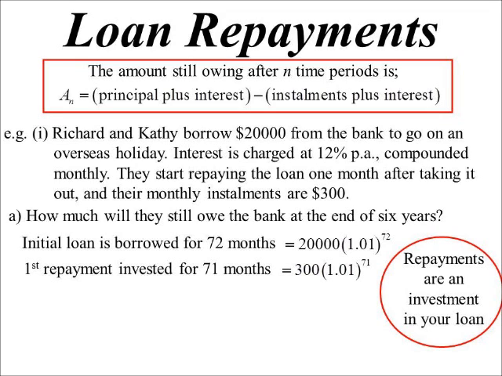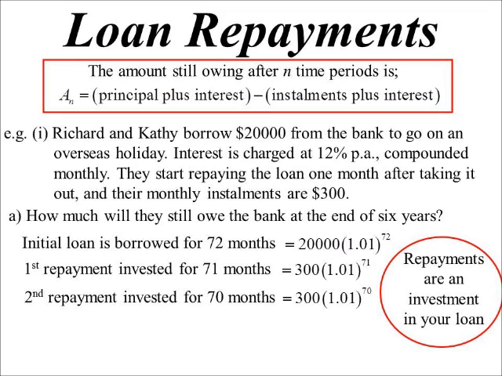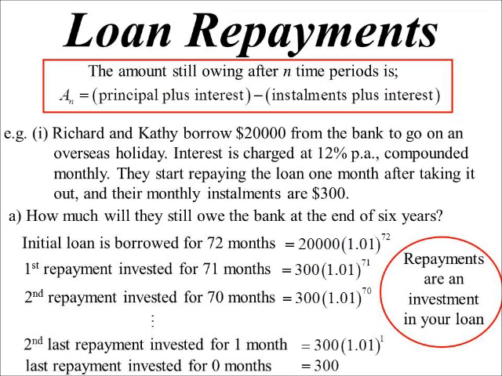So it's exactly the same as the investment problem we looked at, the superannuation idea. The second repayment will be invested for 70 months. $300, 1.01 to the power of 70. And then we'll keep going. Now, the second last one, this is where it's different to superannuation. It's the second last one that'll be invested for 1 month, and the last one will be invested for 0 months. Because once I give you the last repayment, that's it, we're done.